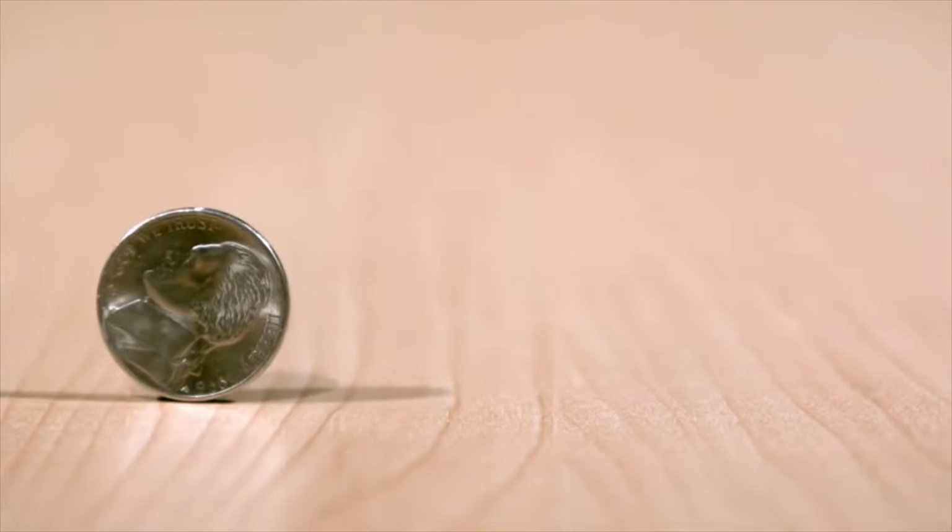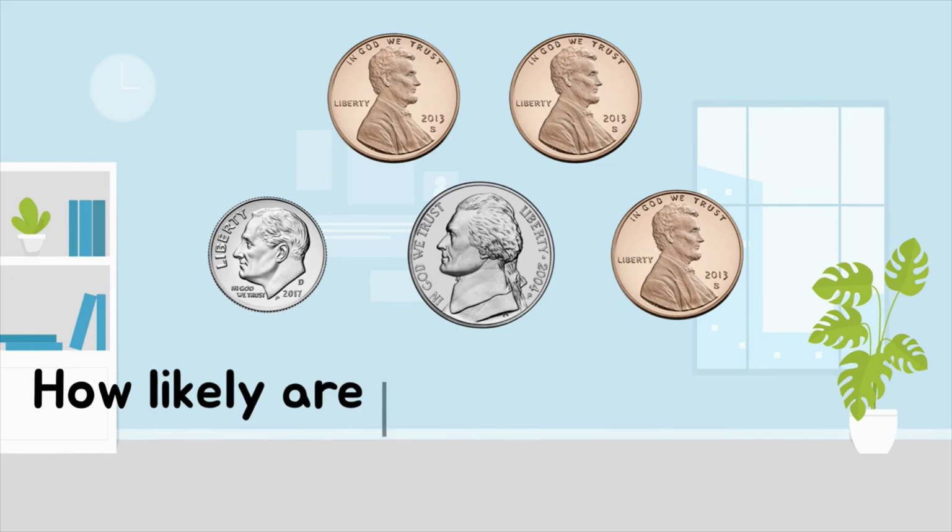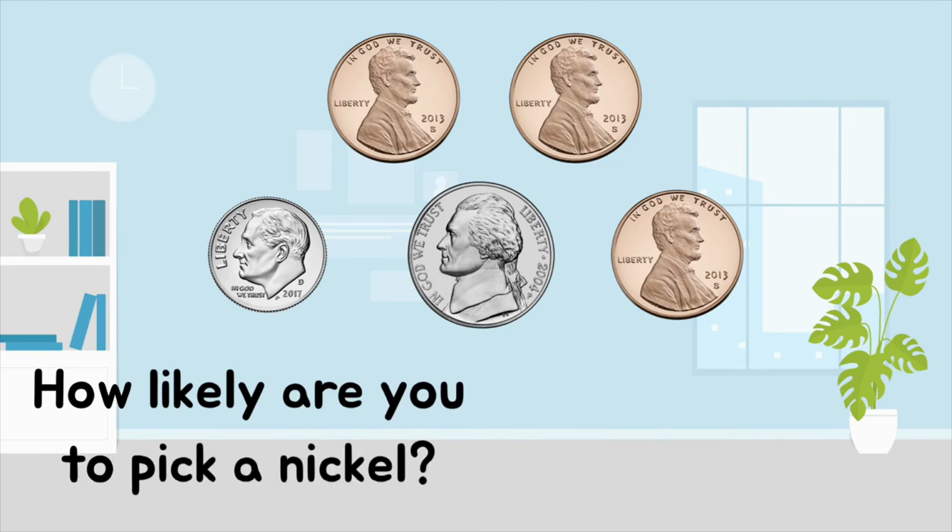Well, let's not leave out the nickel. How likely are you to pick a nickel? Well, let's think about it. There's just 1 nickel out of 5 coins, just like we had with the dime, which means there's a chance you might pick the nickel, but you are unlikely to pick it. The answer is unlikely. You are unlikely to pick a nickel.